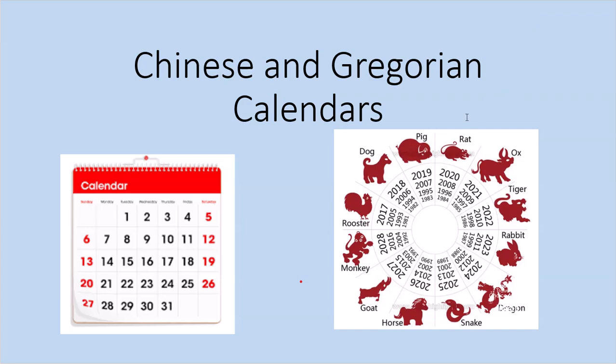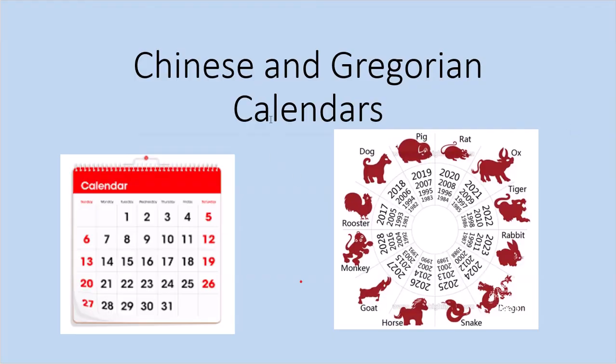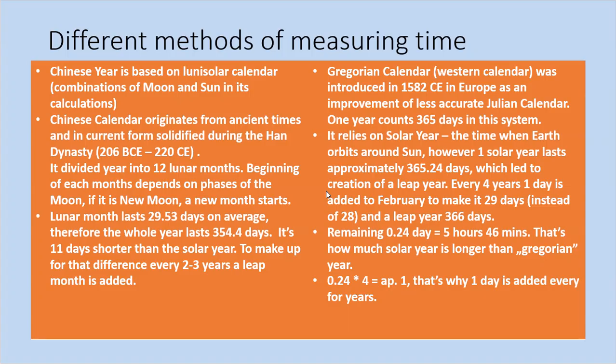Hello everyone. As Chinese New Year is approaching, it will be soon on 17th February of this year. I want to talk about Chinese and Gregorian calendars and differences between them. How is the date of each New Year calculated and so on? How are they different? They come from different methods of measuring time.